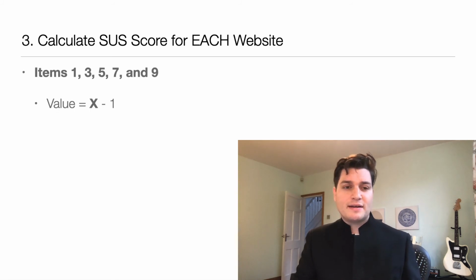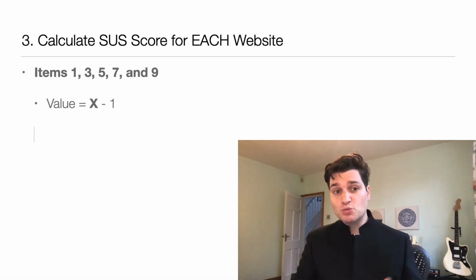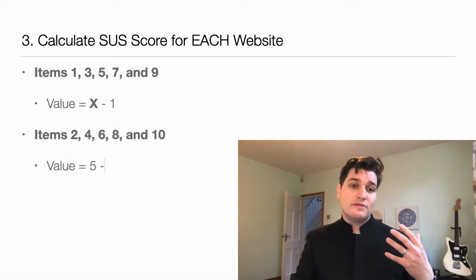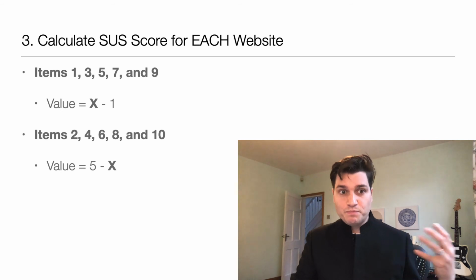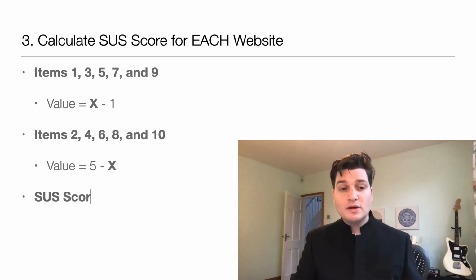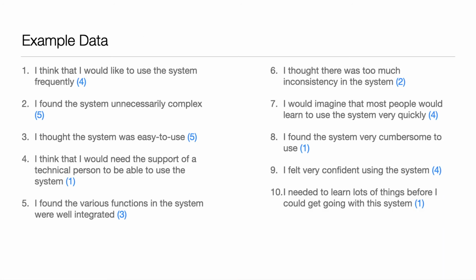So let's go and calculate through again. Once again, for the first few items, it's the value which the person gave, minus 1. And for the other questions, so 2, 4, 6, 8, and 10, it's 5 minus what they gave you. Then total score times 2.5. Right, simple maths. Let's go and do this together. So here are the scores which one person gave on SUS. It doesn't really matter what they are. That's just what they quoted on a 5-point Likert scale.